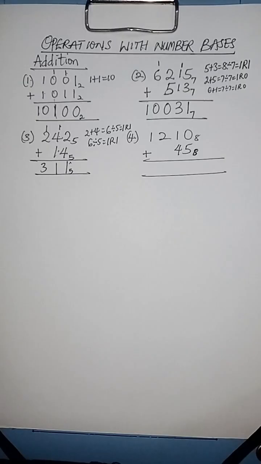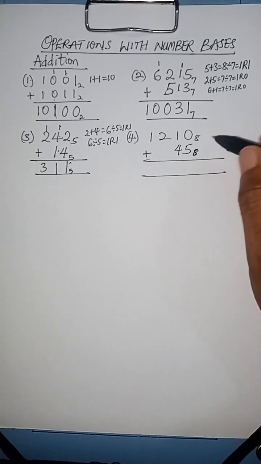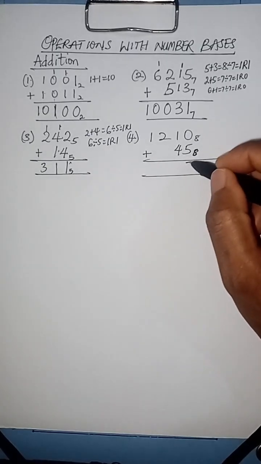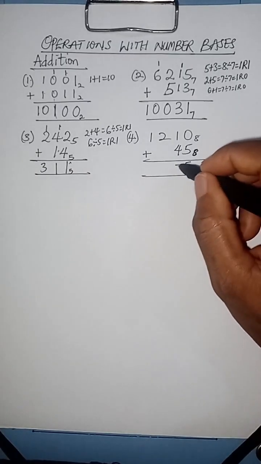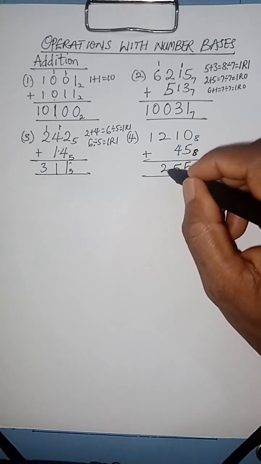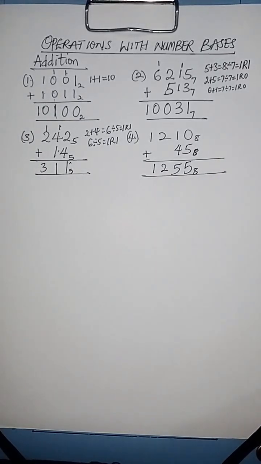Now let's go to the next one, which is number 4. They are in base 8. This is base 8, this is also base 8. So 0 plus 5, it's 5. 1 plus 4, it's 5. This is easy in base 8. That's all. I hope you remember this.